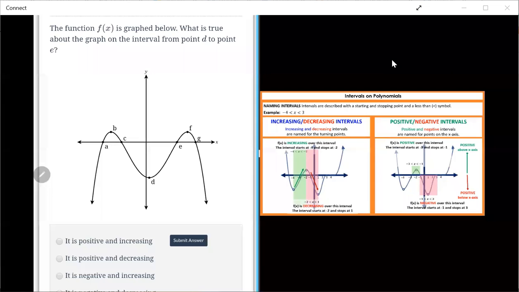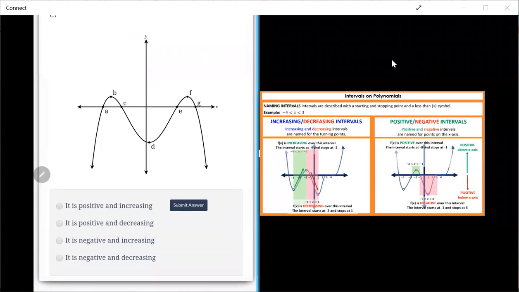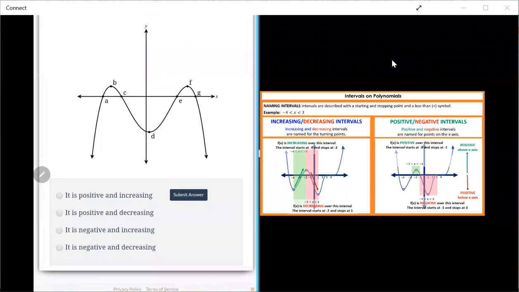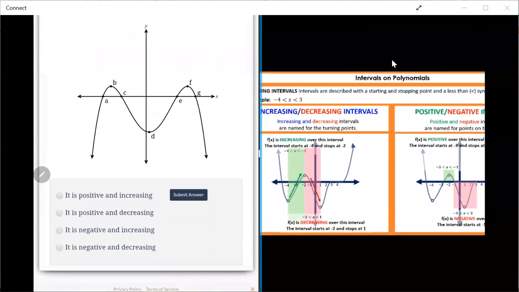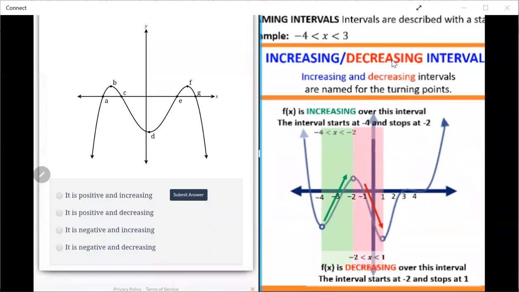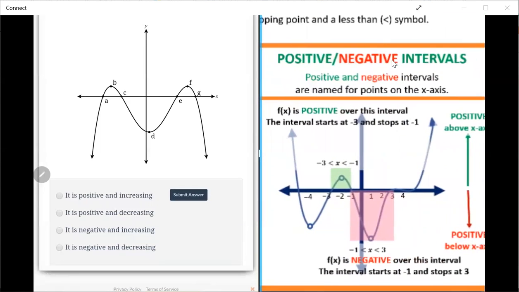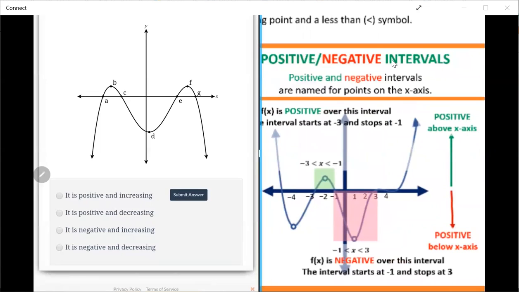The next two questions ask about characteristics of these graphs. Where are intervals positive and negative, or where are intervals increasing and decreasing? So you can find this handy little chart in your resources that describes increasing and decreasing intervals and positive and negative intervals. Increasing intervals are going up between the turning points, and decreasing intervals are going down between the turning points. For positive and negative, now we're looking for the humps in effect.